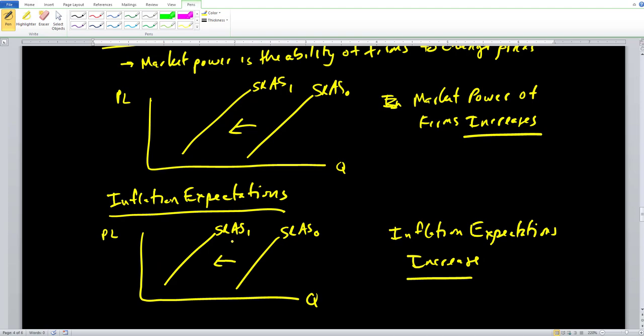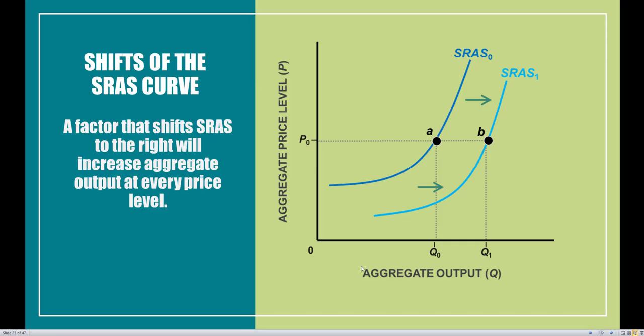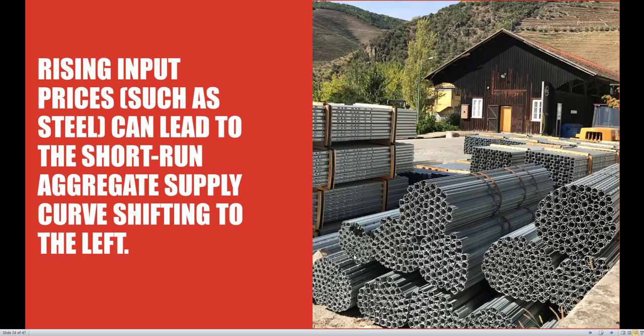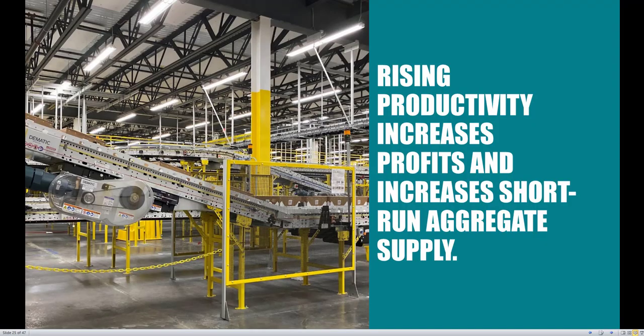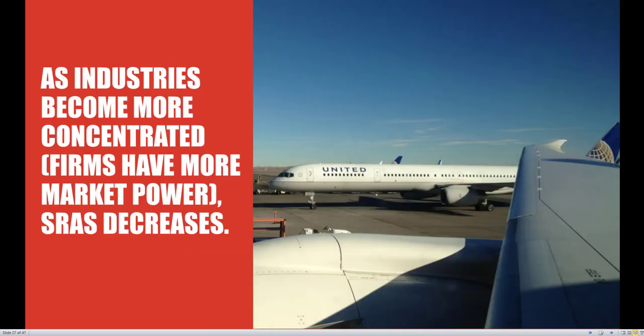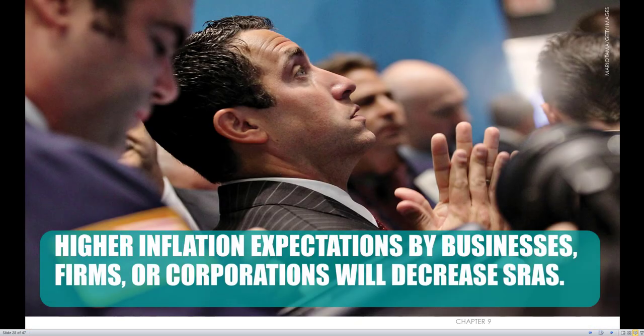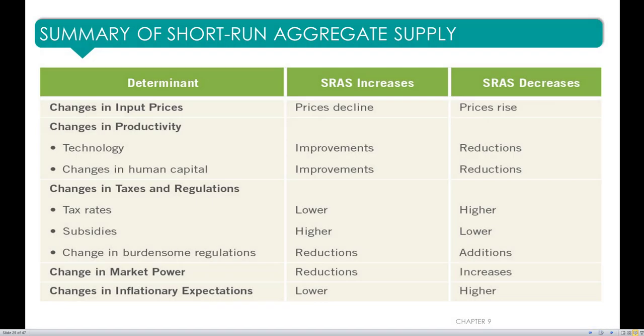So all these determinants that we have right here, basically go ahead, draw them out, do a lot of practice with them. We have input prices, productivity and technology, taxes, regulation, market power, and inflation expectations. Essentially, once again, we come to a summary table that details everything that we've done on the right-hand side. So this column right here, SRAS decreases. I would highly encourage you guys to take a look at that, make sure you get the intuition and the critical thinking behind it, but also get enough practice by moving all of these determinants to the opposite case and seeing what happens with SRAS increases.